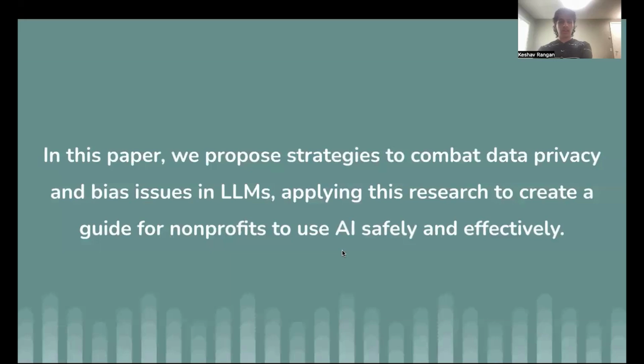Our thesis states that in this paper, we propose strategies to combat data privacy and bias issues in LLMs, applying this research to create a guide for nonprofits to use AI safely and effectively.